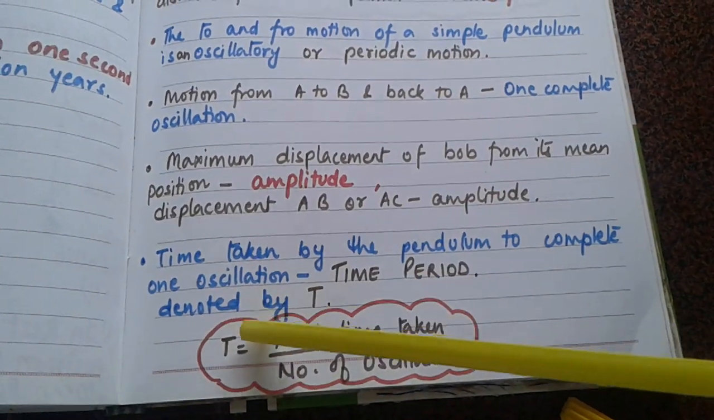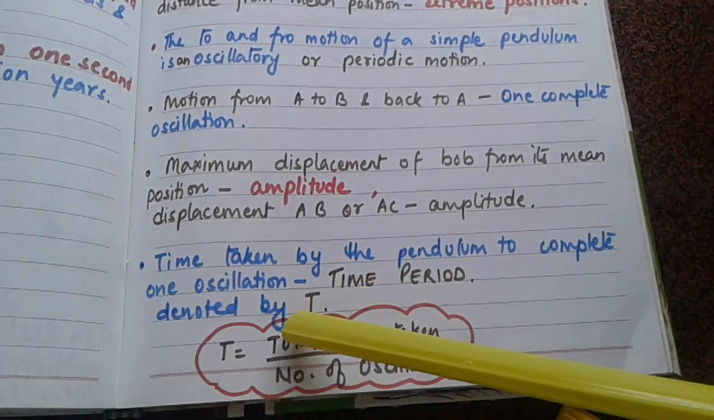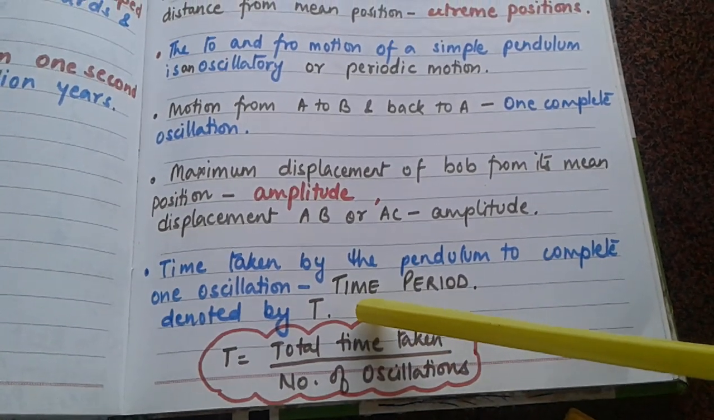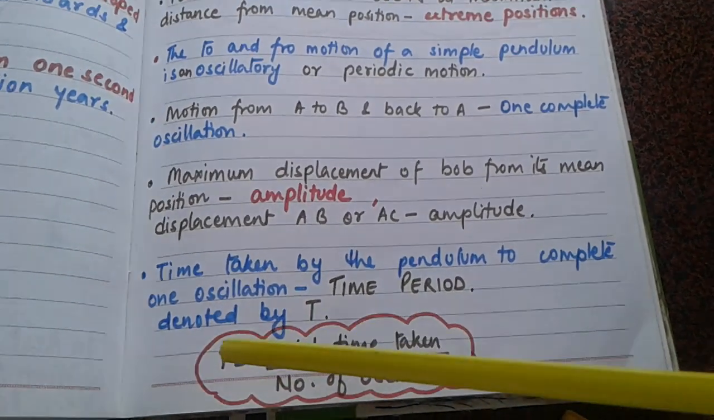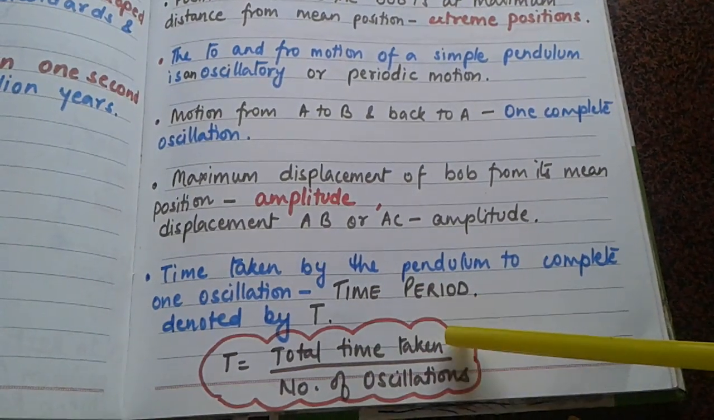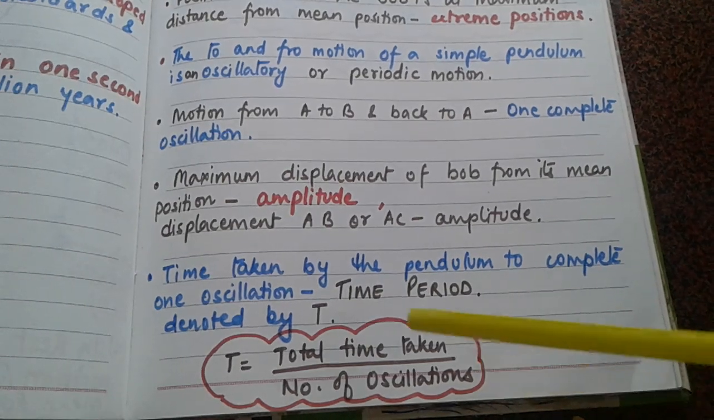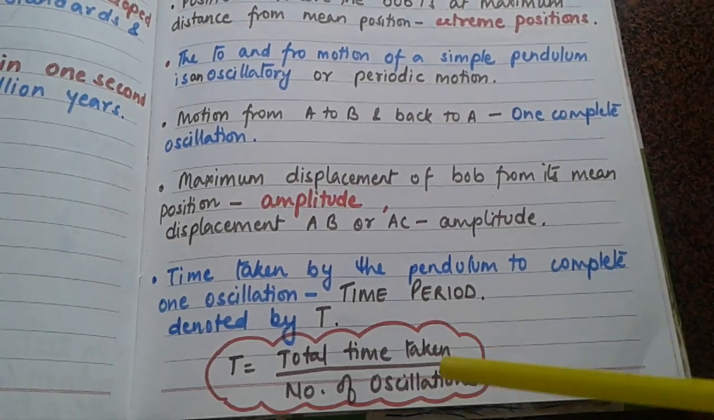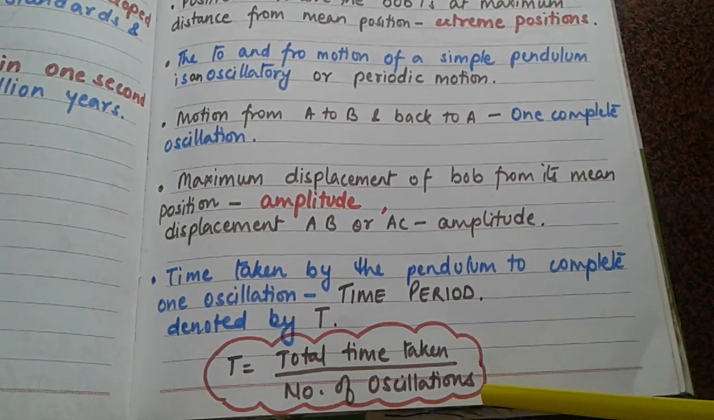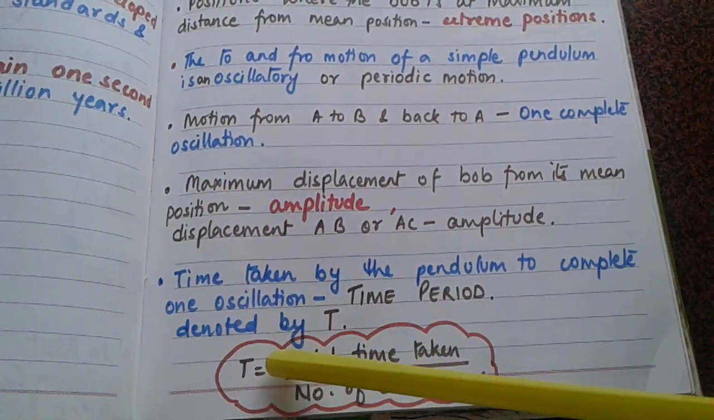So as we have discussed, the time taken by the pendulum to complete one oscillation is known as the time period, denoted by capital T. If we have to write down the formula, we can write it like this: capital T will be equal to the total time taken divided by the number of oscillations. Total time taken to complete these many oscillations, if you are taking 20 oscillations or 10 oscillations. So by this formula we can get the time period.